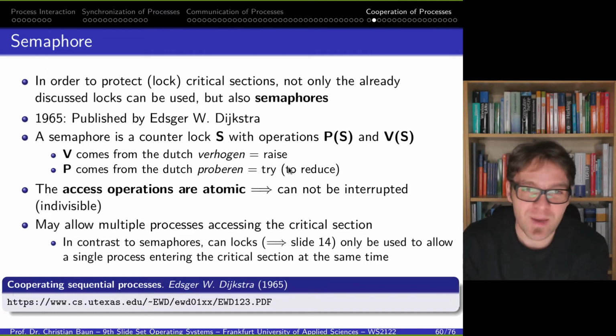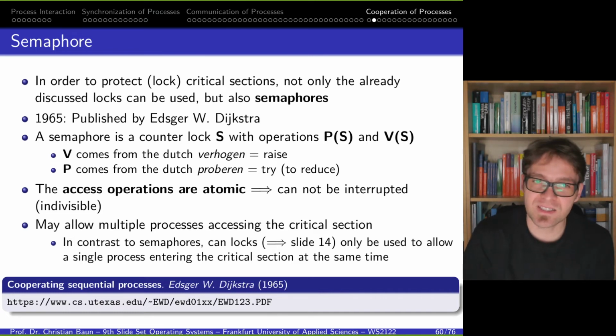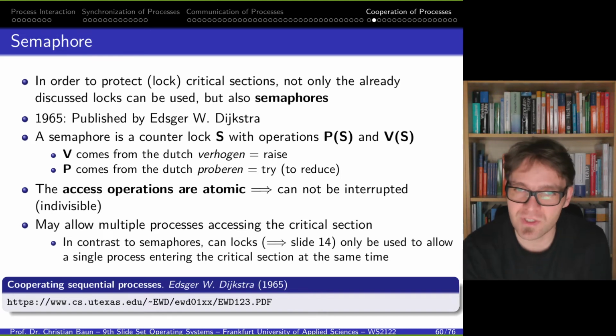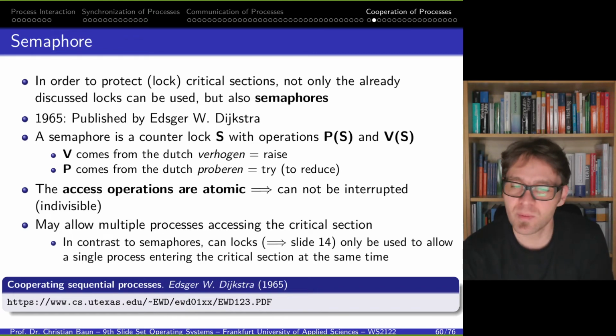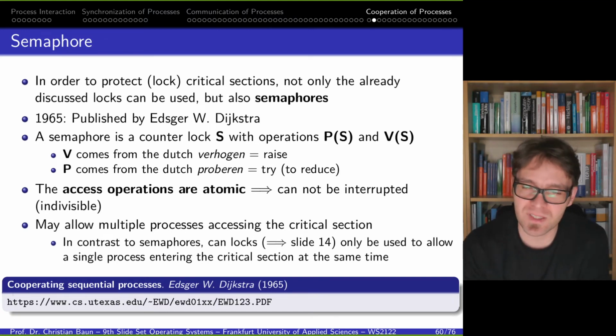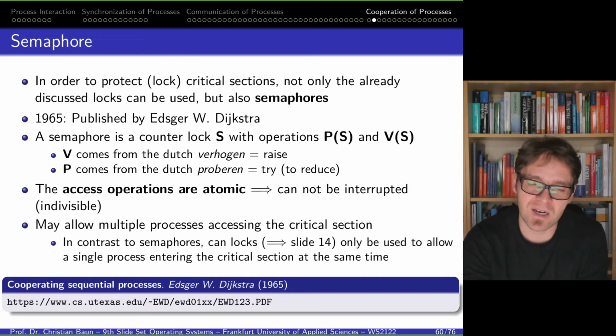So a semaphore, I told you, is a counter lock variable. Here we call it S, and we have two operations which are executed to modify this counter lock: the P operation and the V operation. It's a stupid naming at first sight, but maybe not so much if we understand what the origin of these names are.